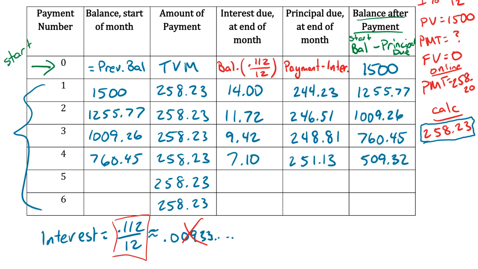All right, guys. Stick with me, just a little bit more. So 509.32 comes down. We're going to take that number, multiply it by the 0.112 over 12, put that in your calculator, and you're going to end up with 475. Subtract the 475 from the 258.23, and you get 253.48. And then subtract the 253.48 from the 509.32. That's going to get us 255.84.